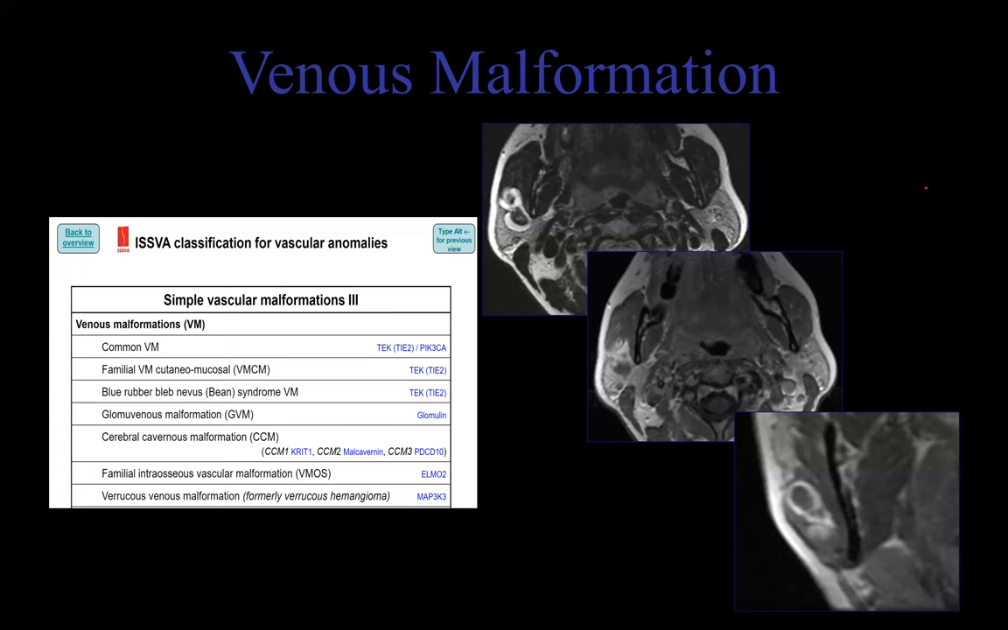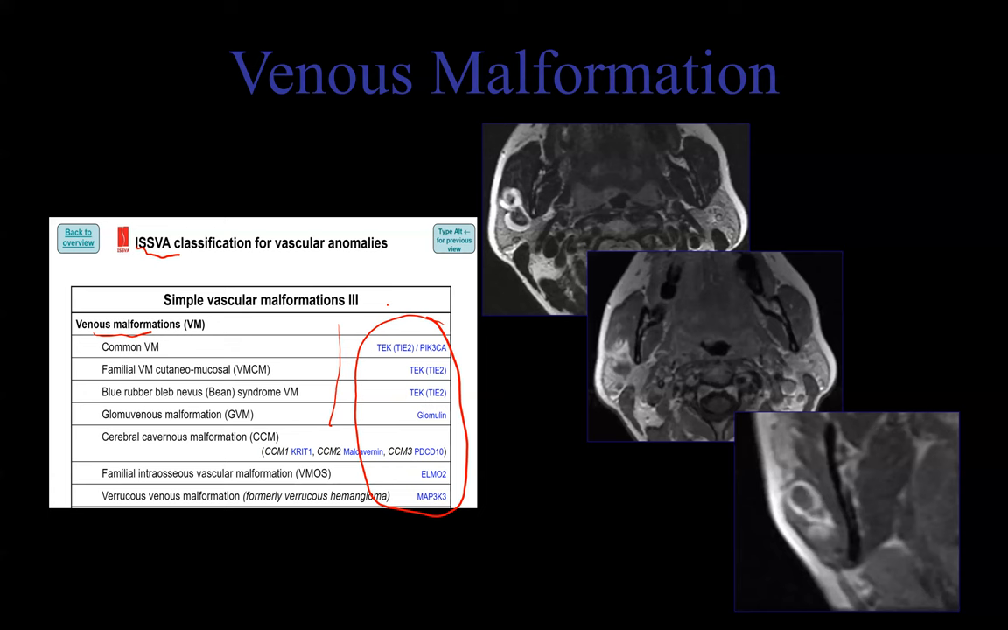As I mentioned before, if you want to know more, go to the ISSVA. They subdivide venous malformation into all of these, and again, they identify the specific mutations that are associated with it. I won't even get into that. But on the other hand, here's another example of a venous malformation.